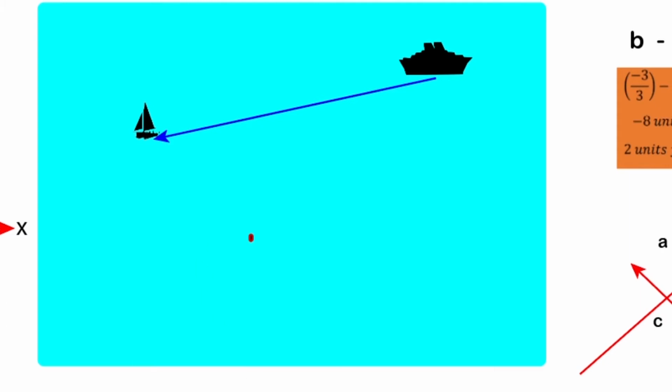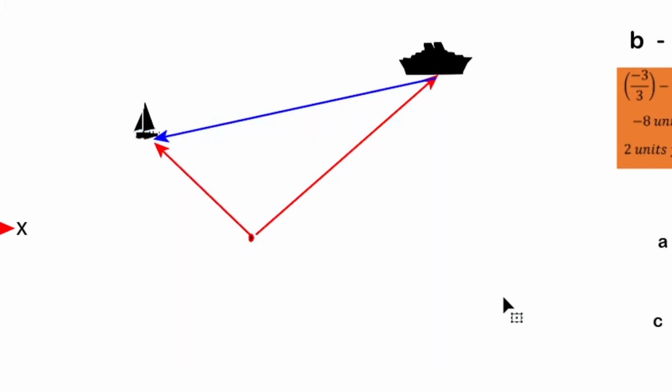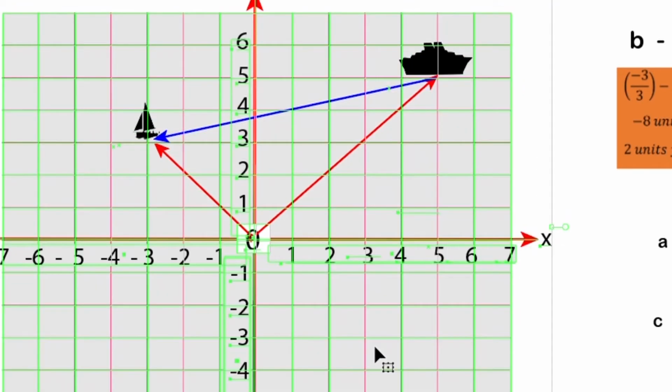Well, first of all, we have to have a position which we all agree everything shall be measured from. This is a position vector of the stricken yacht, and this is a position vector of the ocean liner. And we imagine superimposed upon that a grid.